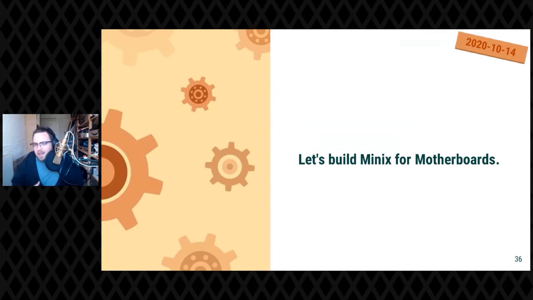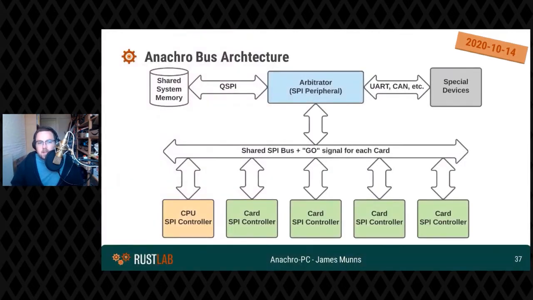So JP put the right words in my head when I described all these things I was trying to do, and he said, you're trying to build Minix for motherboards. Minix was the operating system that kind of came between Unix and Linux. Minix was a teaching operating system that people used to learn about things so that they could get used to Unix. And it was one of the inspirations for the Linux kernel itself. And if Anachro is something like that for people building their own computers, then I'd love for it to be that. So this is the architecture that I came up with.